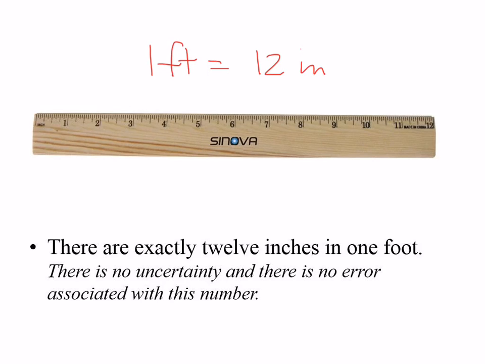Thank goodness. And so if that equality, 1 foot is equal to 12 inches, is by definition and exact, we will put exactly, or either exact or exactly. That's an exact relationship.